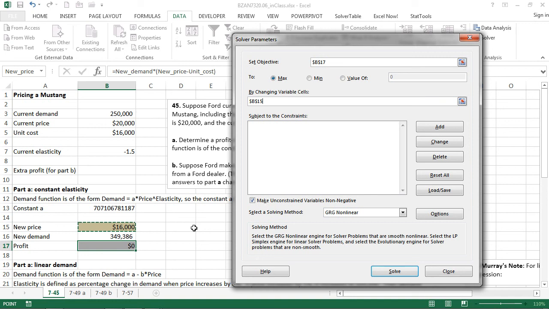Demand has to be greater than 0. Okay. But if price is greater than 0, doesn't that force demand to be greater than 0? I think it does. So should I make price greater than cost? Perhaps. I can put that in. I don't think it's necessary, to be honest with you, but let's go ahead and put it in just to be on the safe side.